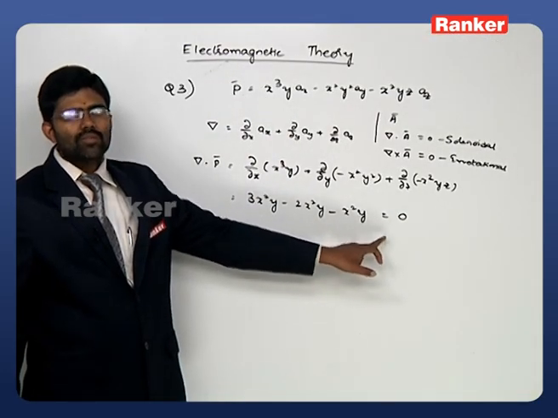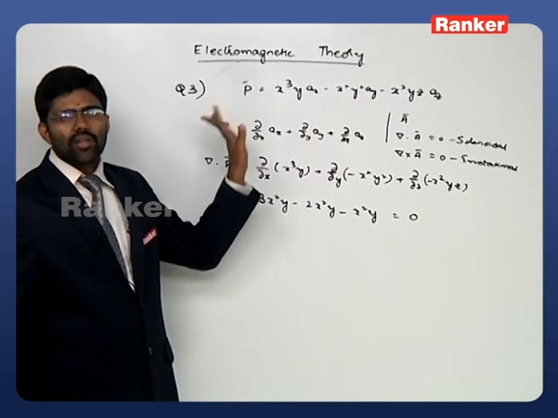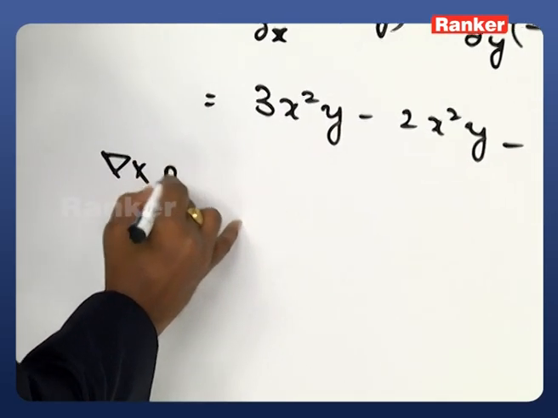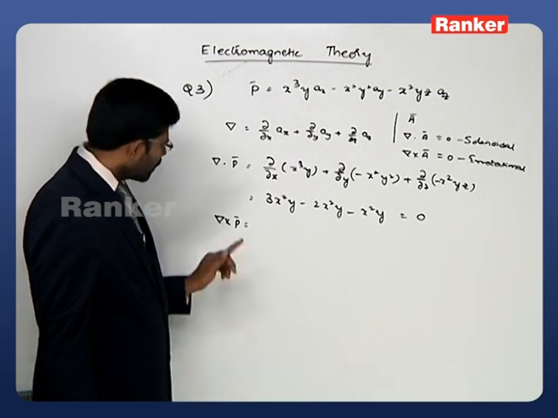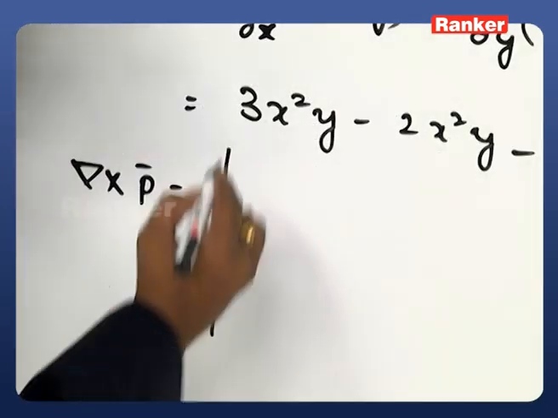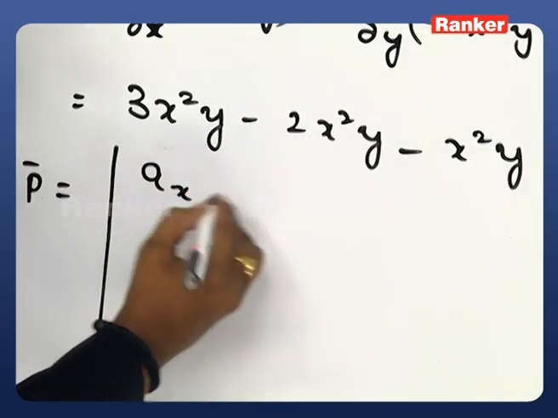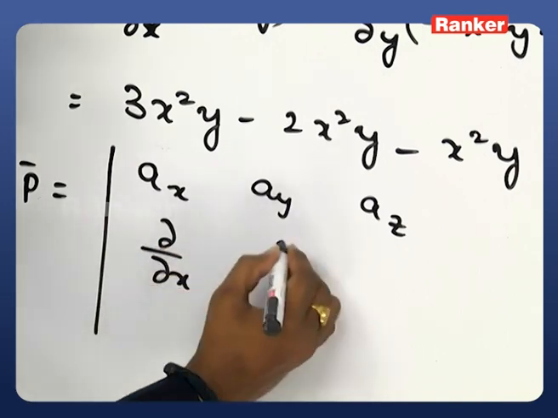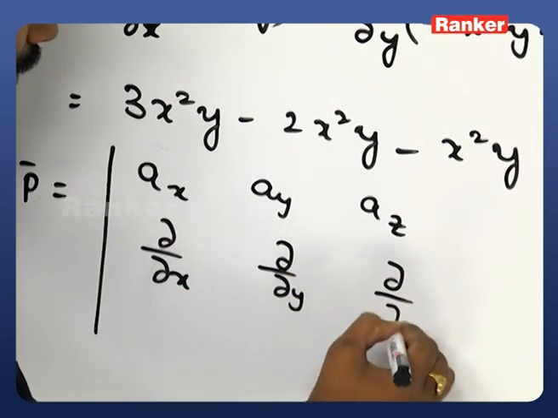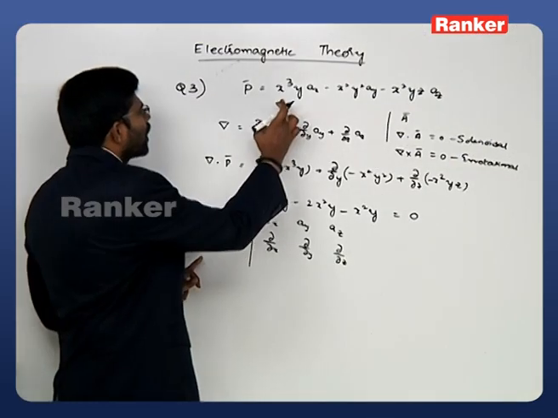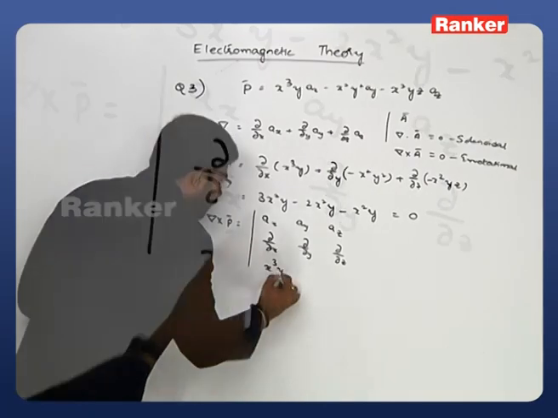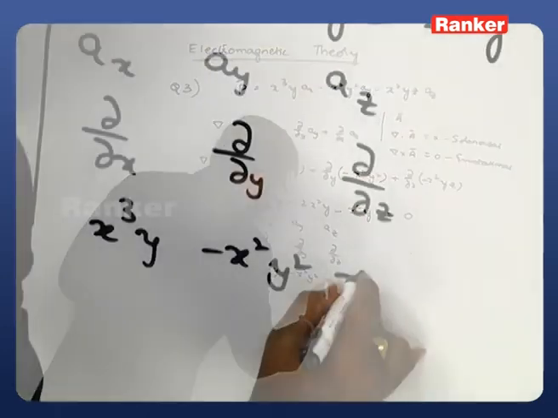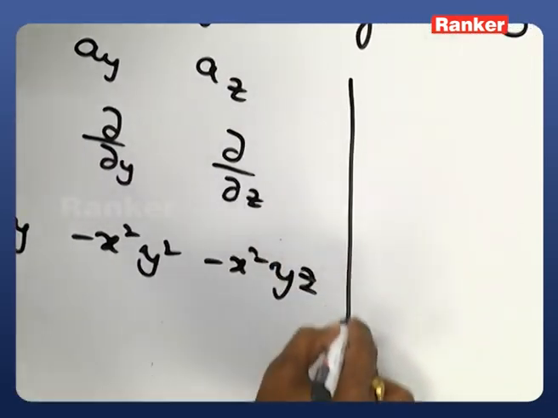Since we got del dot P bar equal to 0, this P bar is a solenoidal vector. So one option is over. Next, go for the second verification, that is del cross P bar. I am considering this cross product for P bar. So consider the unit vectors in the given coordinate system, Ax, Ay, Az, then ∂/∂x, ∂/∂y, ∂/∂z, and the components of our P bar are x cube y, the second one is minus x square y square, and the third one is minus x square yz.